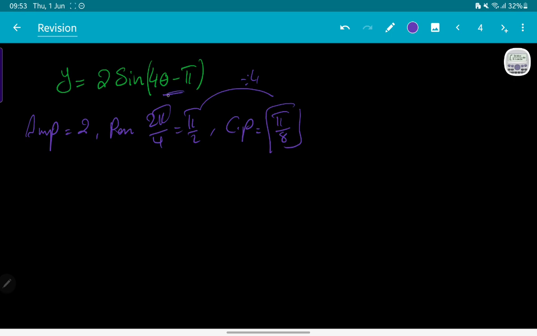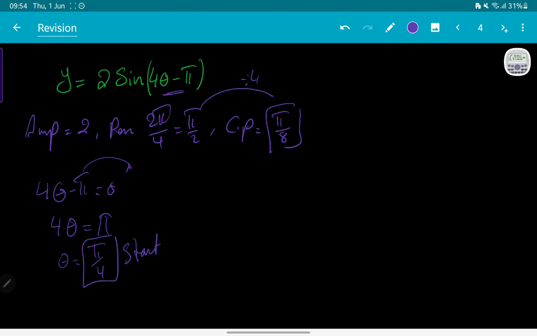How? We put this equal to 0: 4 theta minus pi equals 0. Then 4 theta equals pi. Then theta equals pi over 4. And we call this the start of our wave or our period. Instead of starting from 0, we start from pi over 4. Now graph. This is pi over 4.